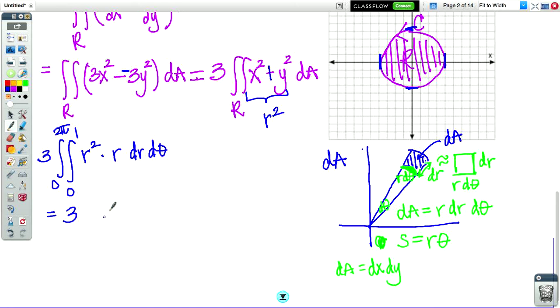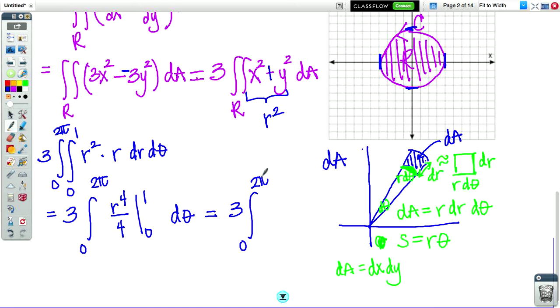So this becomes 3 times the integral from 0 to 2 pi, and then this is just r cubed. So when I integrate with respect to r, it becomes r to the 4th over 4, and I evaluate from 0 to 1. This is all with respect to r, and then I'll use my second integral to integrate with respect to theta. So 3 times the integral from 0 to 2 pi of 1/4 d theta, which becomes 3/4 times the integral from 0 to 2 pi of just d theta.